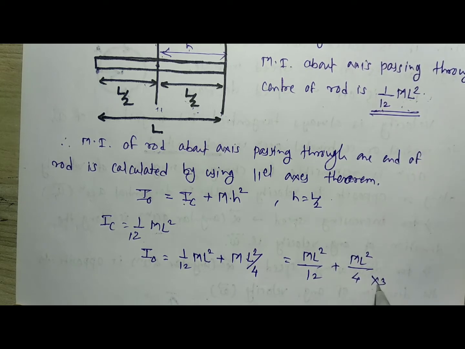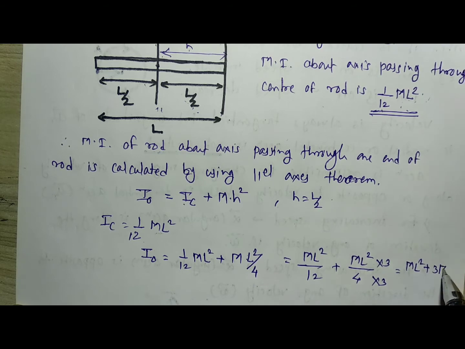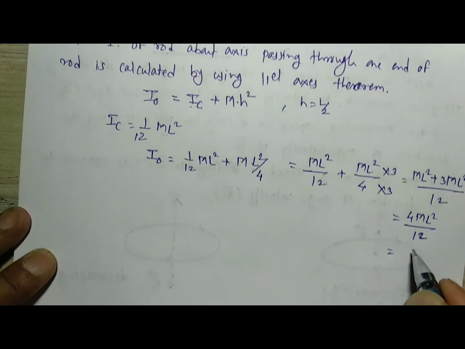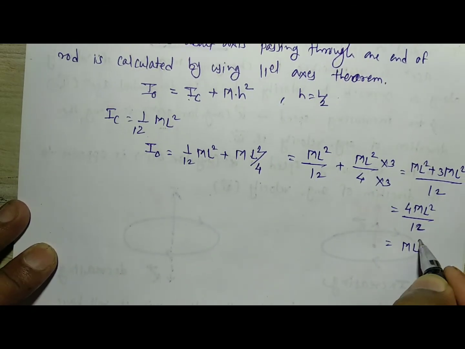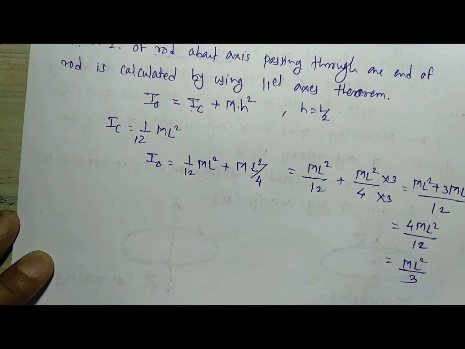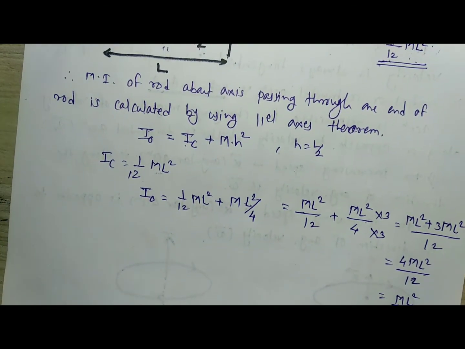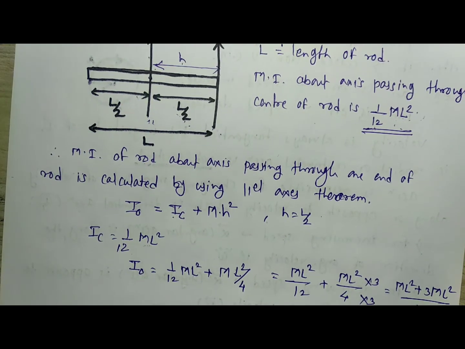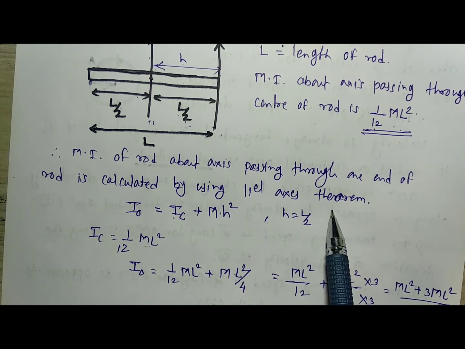Now multiply by 3 here, and therefore you will get ML square plus 3 ML square divided by 12. That means 4 ML square divided by 12, 4 into 3, and therefore you will get the moment of inertia as ML square divided by 3, and this is the moment of inertia about axis passing through one end of the rod. This is the application of the parallel axis theorem.